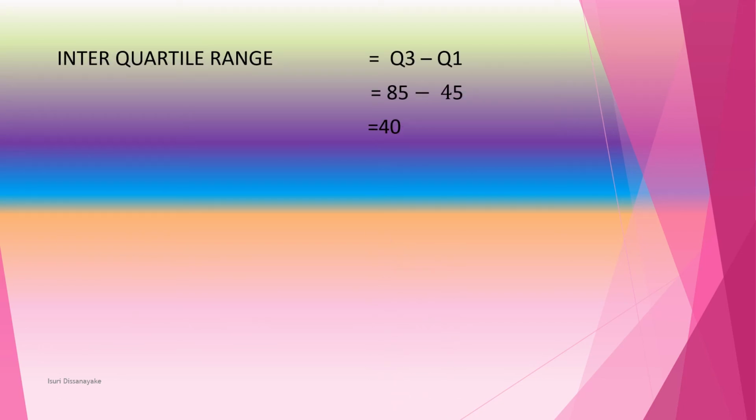Next, we are finding the interquartile range, which is Q3 value subtract Q1 value. Q3 value is 85, and Q1 value is 45. When 45 is subtracted from 85, it is 40. So the interquartile range is 40.